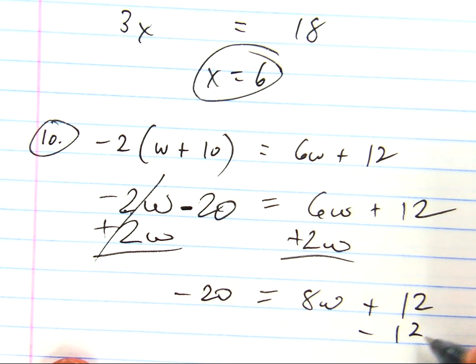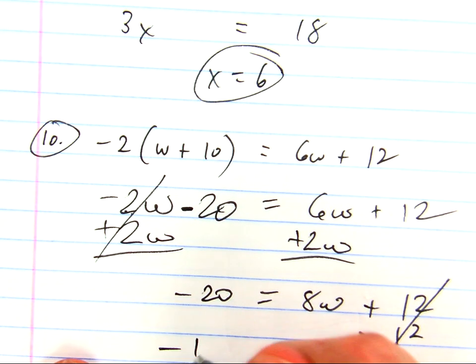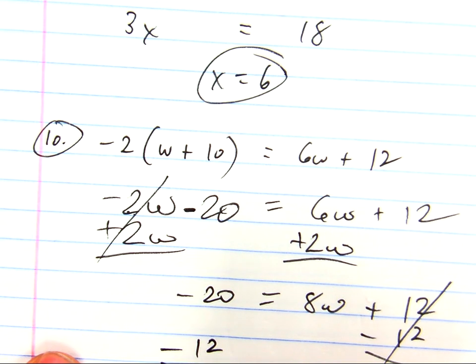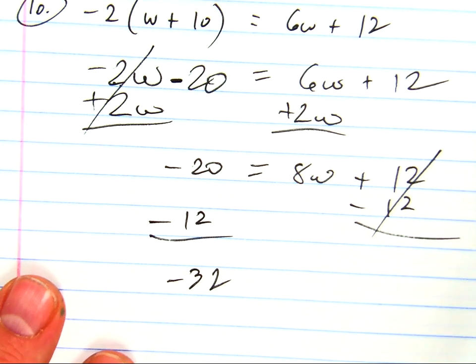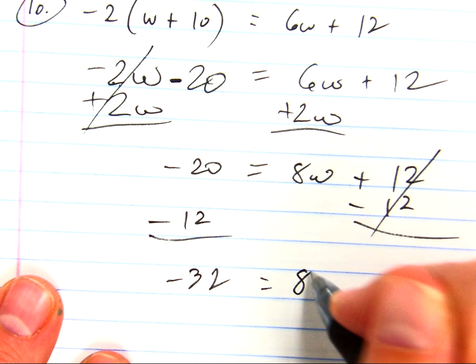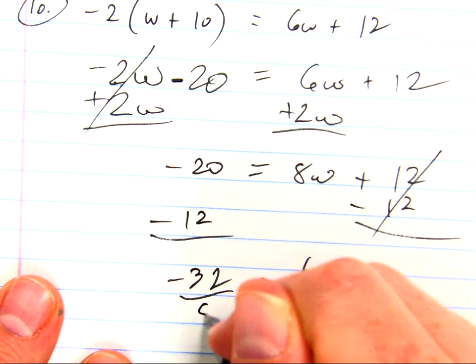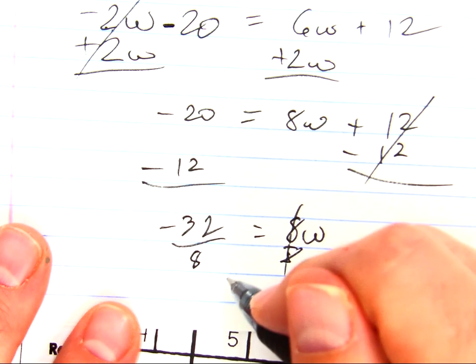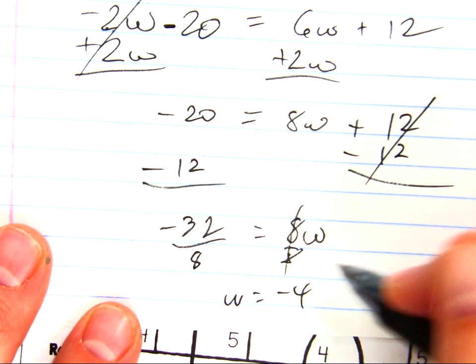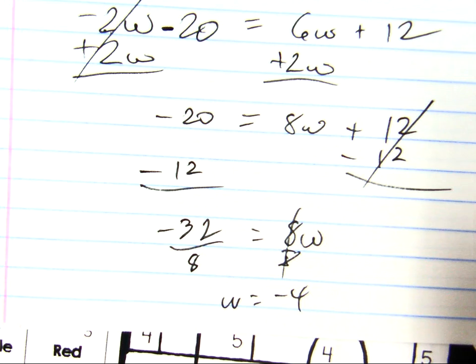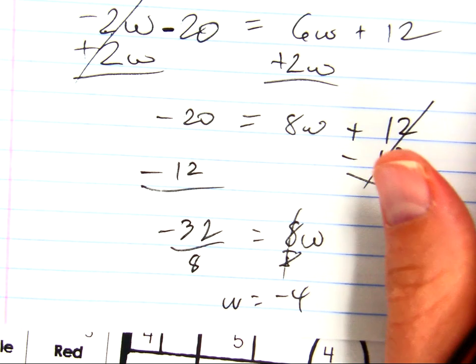Subtract 12. Send that left. Negative 32 equals 8w. Divide by 8 on both sides. This is the final step. So w equals negative 4, or negative 4 equals w. That's it. That's multi-step equations with variables on both sides.